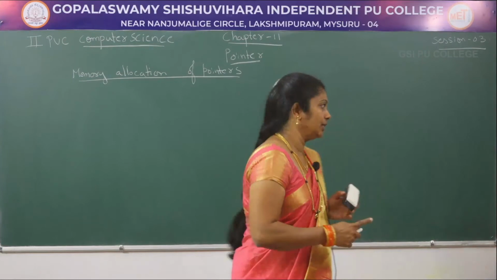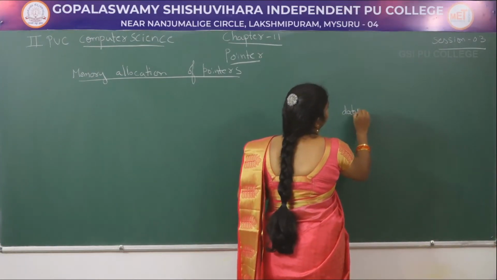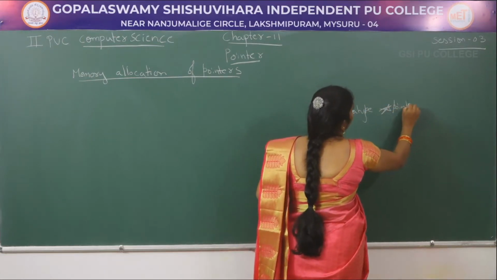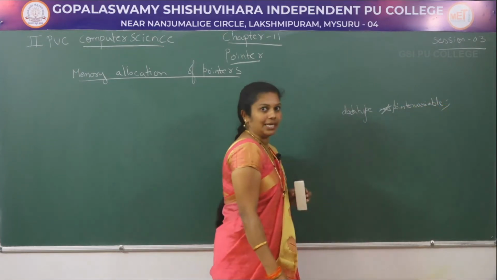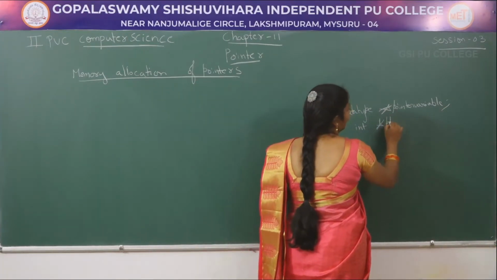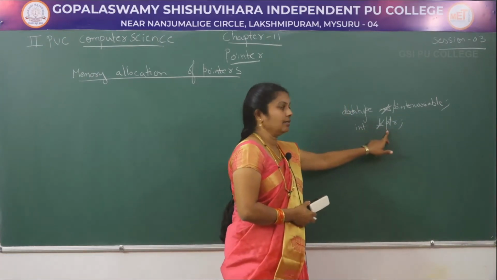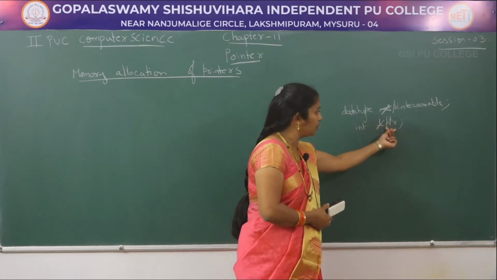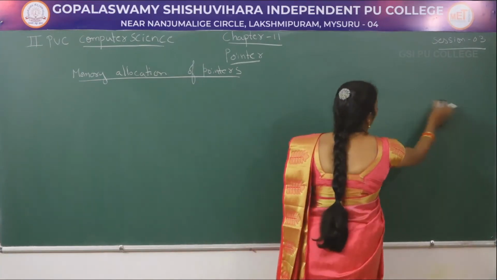While defining a pointer, first we write the data type, then star, then the pointer variable. This is the syntax to represent a pointer. For example, I write int star ptr. Then ptr is a pointer variable. How do I come to know it's a pointer variable? Before this variable we have the star operator. From that also I can say that it's a pointer variable.